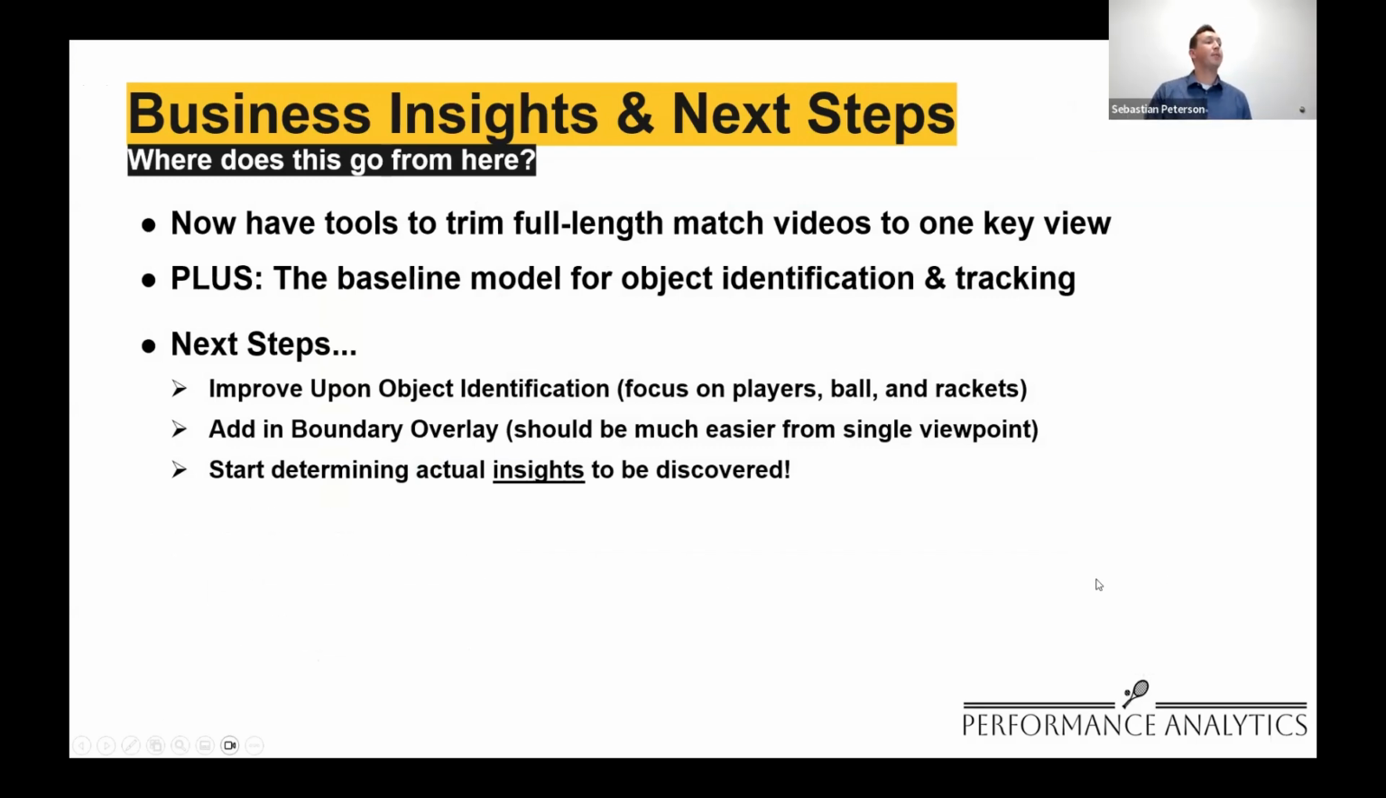So to wrap this thing up, business insights and next steps. Where does this go from here? Now you have the tools to trim the full-length match videos down to one key view. You've got the baseline model for object detection and tracking. Next steps ideally would be to improve upon the object identification, make sure it's just the two players and not the persons on the sideline. Dial in that ball object identification, make sure racket shadows aren't captured, etc. Just some fine tuning there.